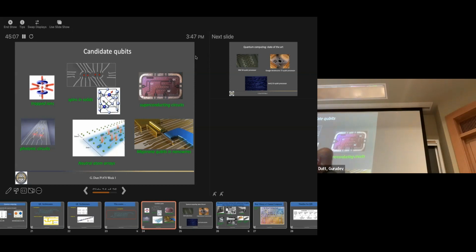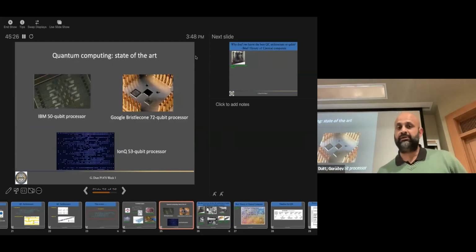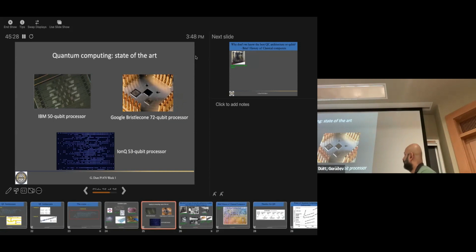And neutral atoms. Neutral atoms and ions are sort of similar. One is an ion, one is an atom, but the way they're manipulated and the way they create quantum operations is very different. And then photonic circuits. All of these are options, and we don't know yet where the winner is going to be. At the moment, the state of the art is probably, I think it's 127 now. There is a 127 qubit processor that IBM has come out with.